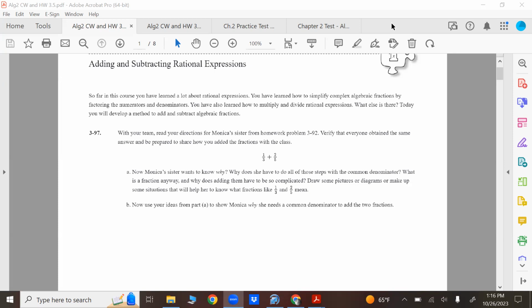Why does she have to do all the steps, the common denominator? What is the fraction anyway? Why does that have to be so complicated? Draw some picture diagrams to make up some situation. We'll just talk about how you add fractions. So just make it simple, right? So how do we add fractions?